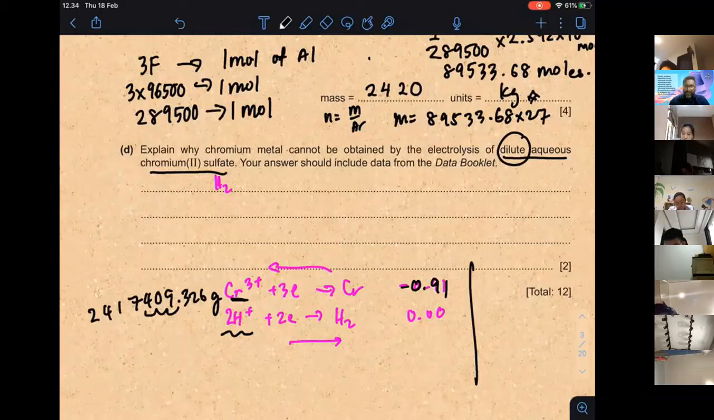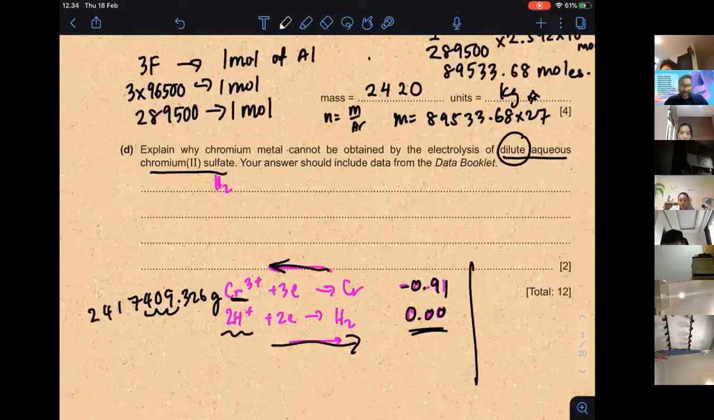Basically, when you have the Cr3 plus, you can see this is more positive. So this will go to the forward direction, and this will go to the backward direction. So it means you are going to use up the chromium metal, not forming the chromium. So how do I explain over here?